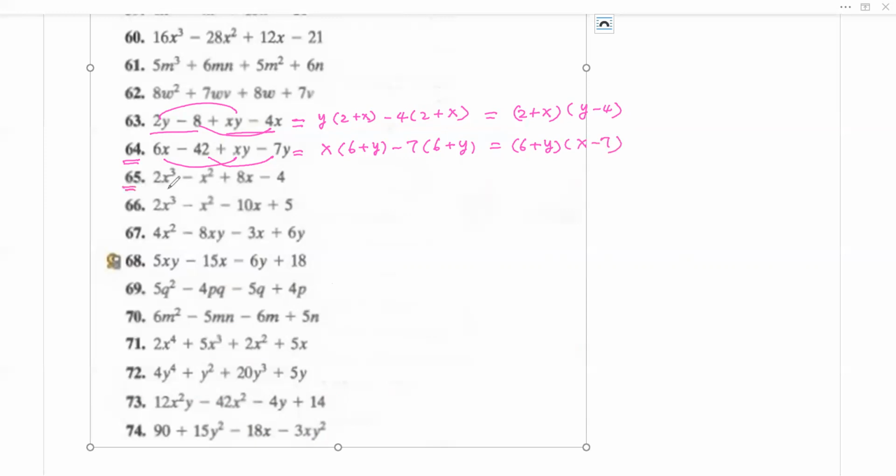Same, let's do 65. These two are a group and these two are a group. They're both positive, right? So you can see 2x, and here is x squared plus 4. And the second one is negative, put a negative out, x squared plus 4, right? So x squared plus 4 is the common part, and the rest. Okay, it is much easier, right?